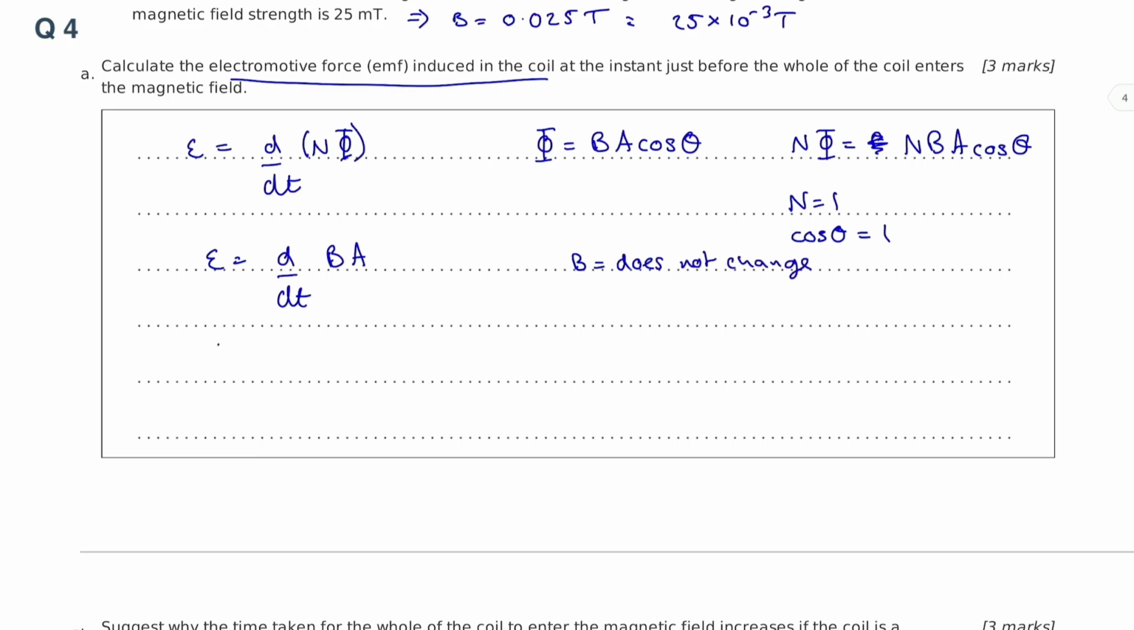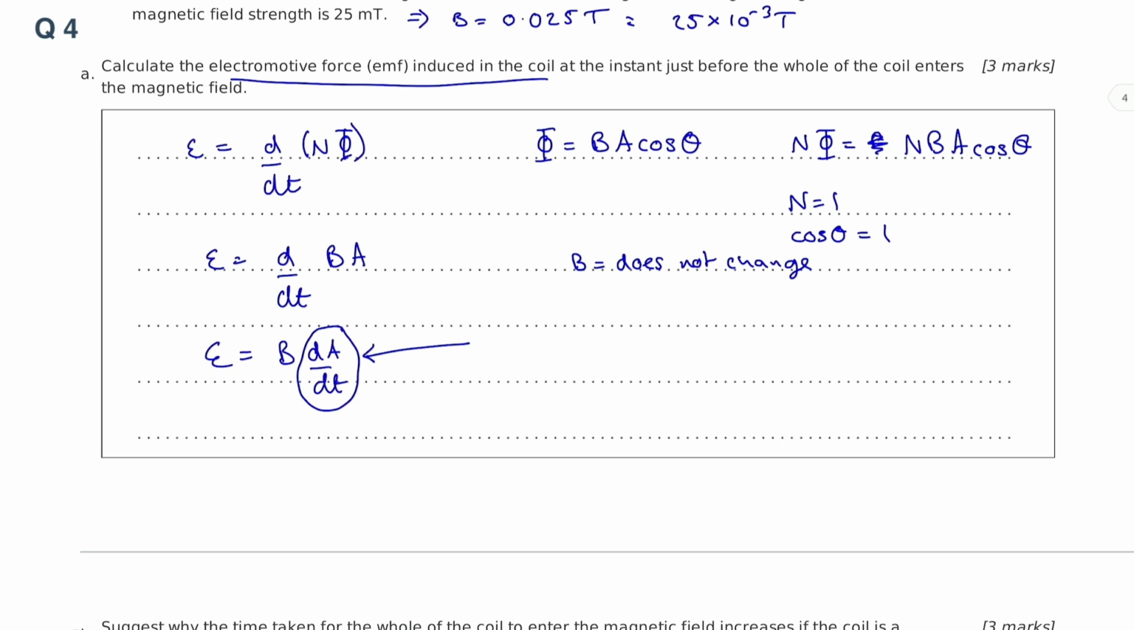Let's go back to here then. EMF is equal to B times the rate of change of area with time, since B doesn't change. So what we're saying is we need to find a value for the rate of change of area with time and then pop it into there. The rate of change of area. The clue was given that it falls freely.